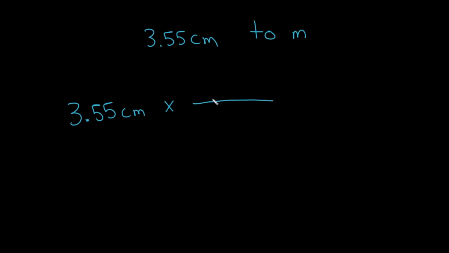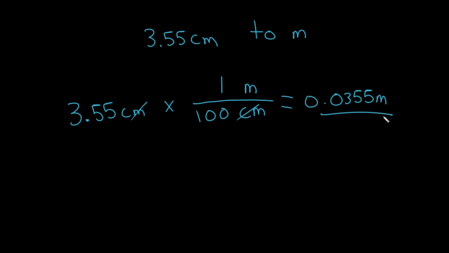We multiply it by a conversion factor, but this time we put centimeters on the bottom, we put meters on the top, because we want the centimeters to cancel. We know 1 meter is equivalent to 100 centimeters, and when we multiply these two together, we get 0.0355 meters, which is the answer.